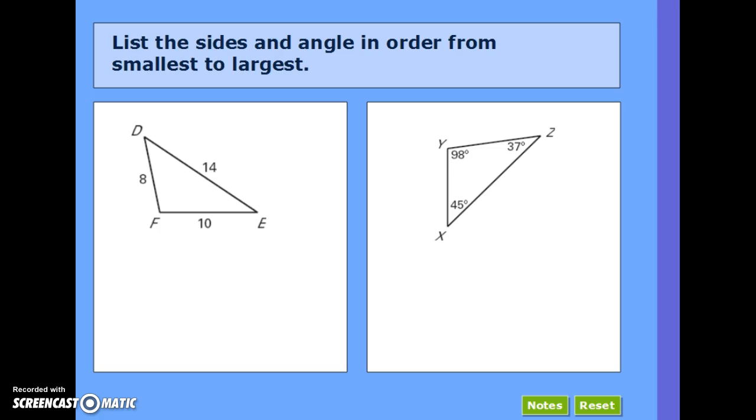So here are two more examples. I suggest you pause this video and try these two examples on your own. Okay, see if you can get the answer correct.